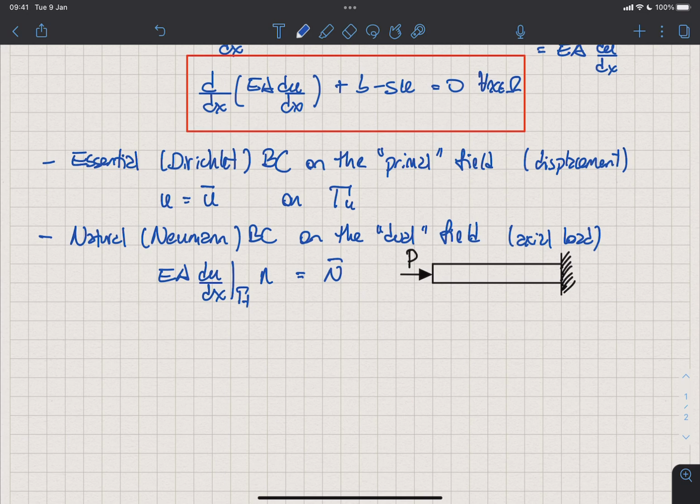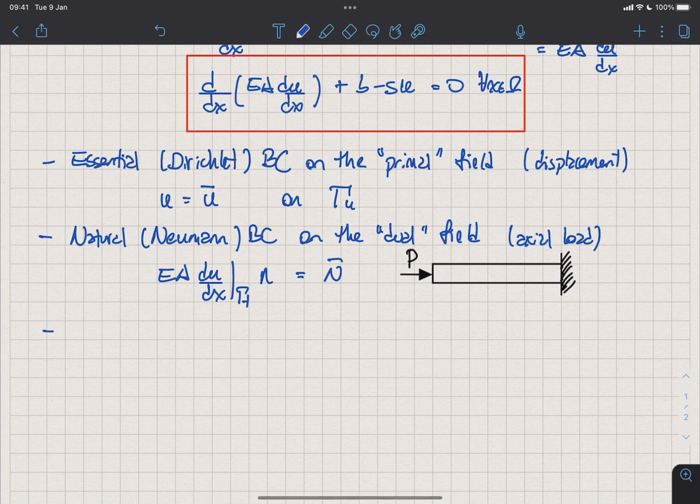What is the T, gamma T? Yeah, traction. Some people call it N as Neumann. I have used both in papers, gamma T, gamma N. Normally we choose gamma U for the displacement of the primal field.